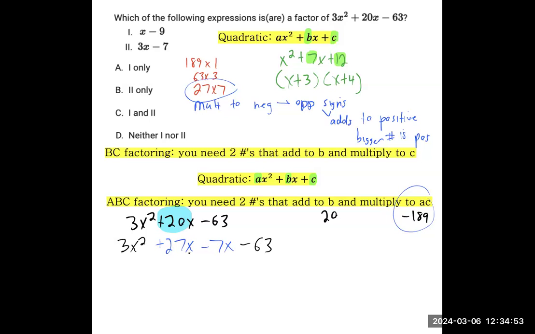The next thing you do in this process is the factor by grouping method, which is the idea that you take the first two and you take a GCF there, and you take the second two and you take a GCF there. So the greatest common factor, the GCF, of 3x squared and 27x is 3 times x. So if you divide them both by 3x, you're going to get x plus 9. Now the greatest common factor, GCF, of the next two is minus 7. And if you factor that out, you'll get x plus 9.